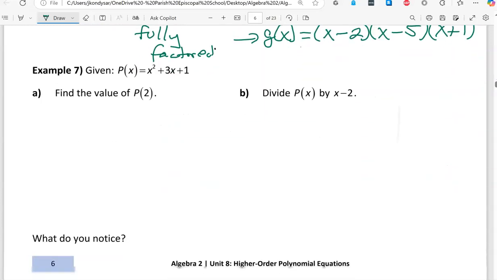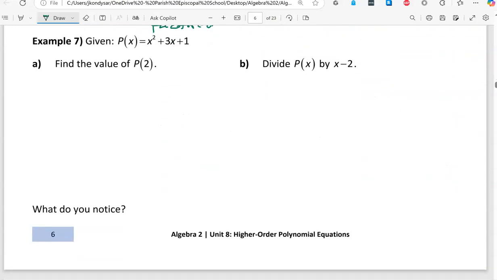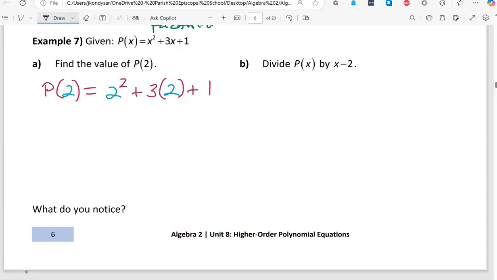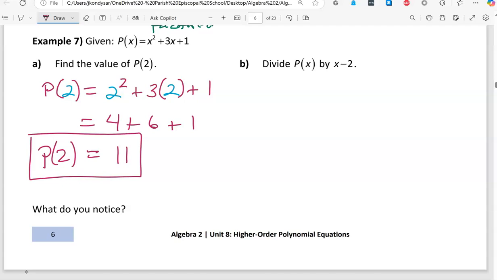All right, in 7, we have a function p of x, and we're asked to find the value of p of 2. In order to find a function value, we take and replace all of the x's with 2. So p of 2 is 2 squared plus 3 times 2 plus 1. Now we have some arithmetic to perform. That's 4 plus 6 plus 1, which means that p of 2 is equal to 11.